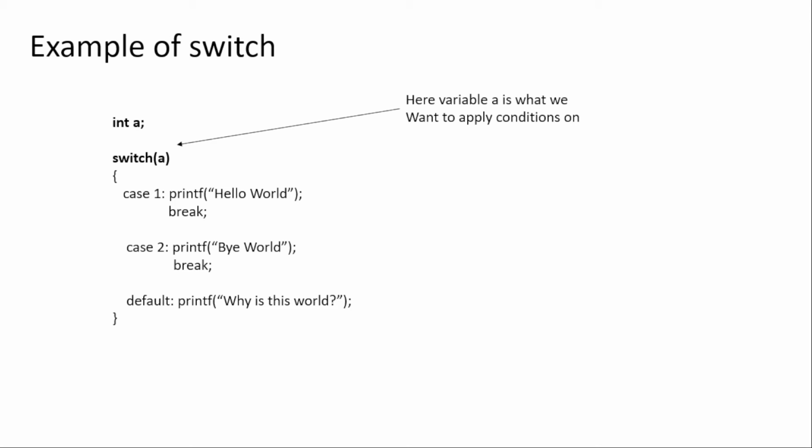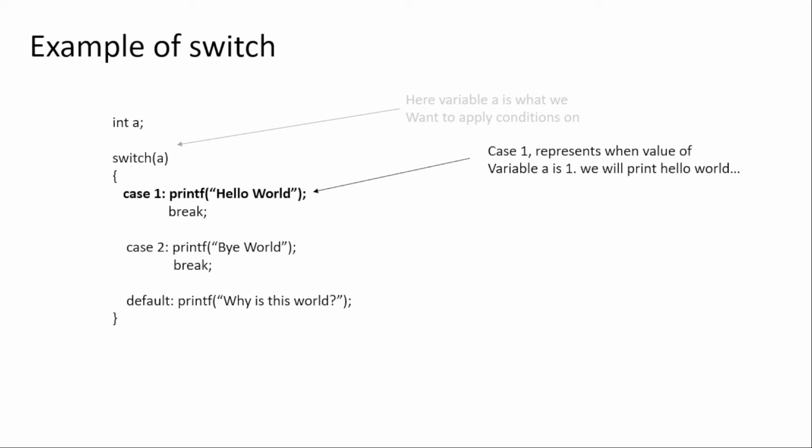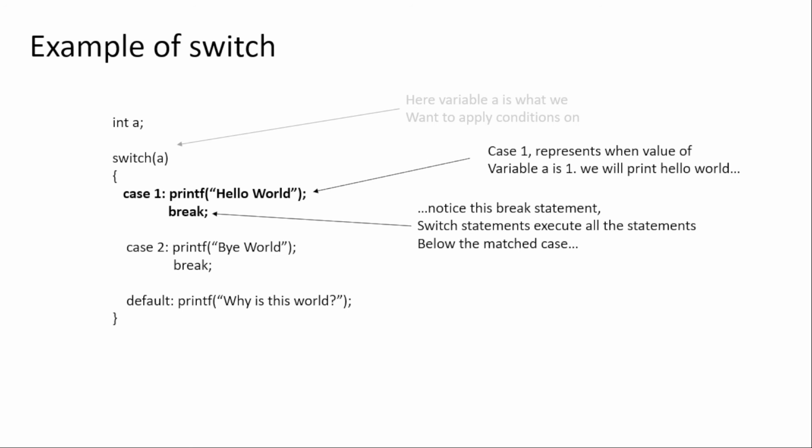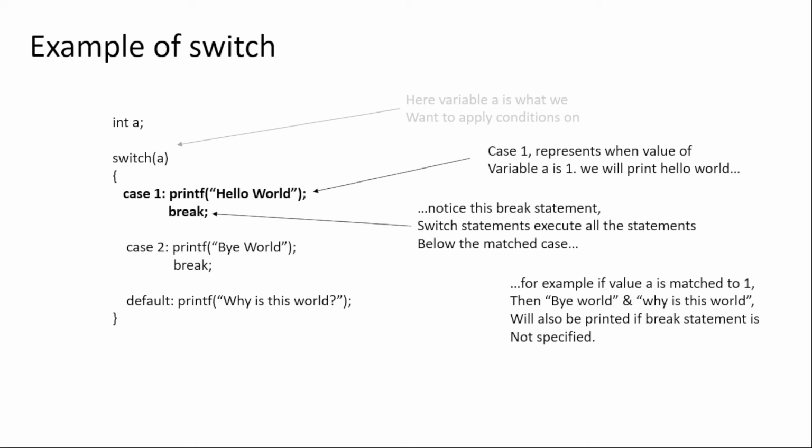Here variable a is what we want to apply the condition on. Case 1 represents when the value of the variable is 1, we will print hello world. Notice this break statement. Switch statement executes all the statements below the matched case. For example, if the value of a matches 1, then "bye world" will also be printed if the break statement is not specified.